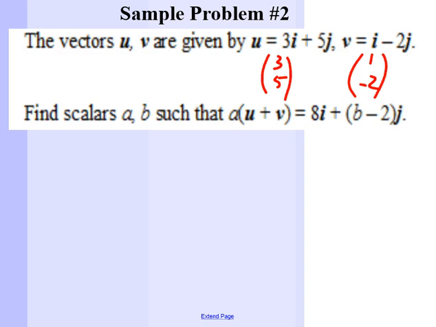All right. Now, it wants me to take a times u plus v. Well, what is u plus v? Well, it's just these two added, and have it equal 8i plus b, which is what again? They don't tell me. Something I don't know. Minus 2 times j. What in the heck are they talking about there?